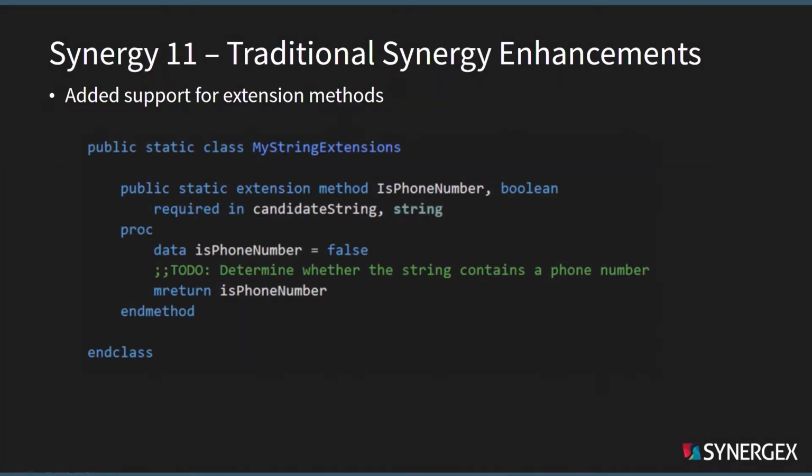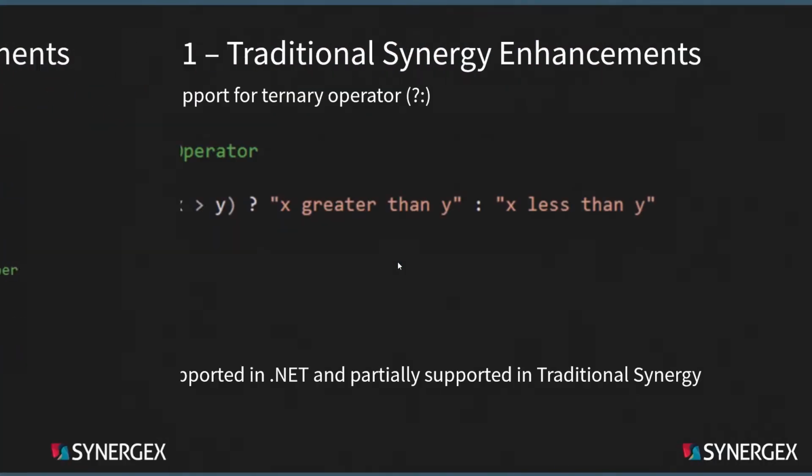Another difference is we've had support for extension methods in the Synergy.NET product for a while. We now support extension methods in the traditional Synergy world. Again, if you're not familiar, an extension method is your way of taking a class that someone else has defined and enhancing it with your own custom stuff without having necessarily access to the source code. So we now have support for extension methods in traditional Synergy. There's an example of using an extension method to extend the string class to have a method called isPhoneNumber that returns a Boolean if the string represents a phone number.